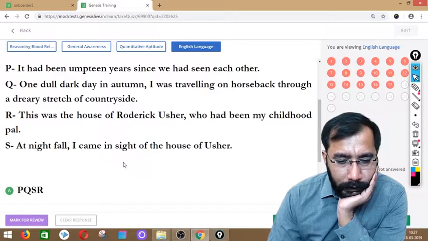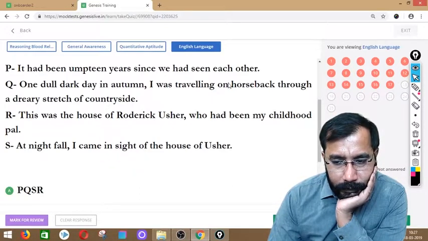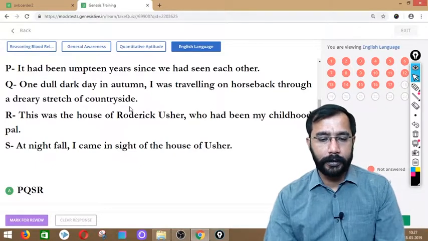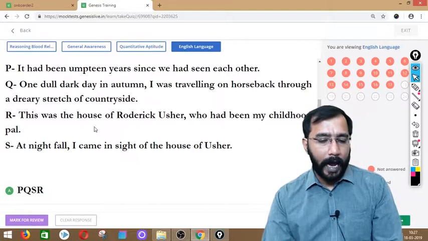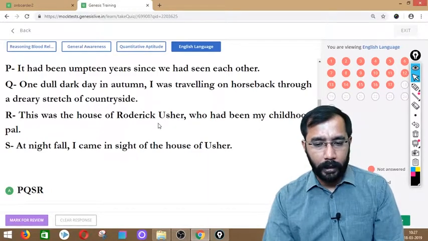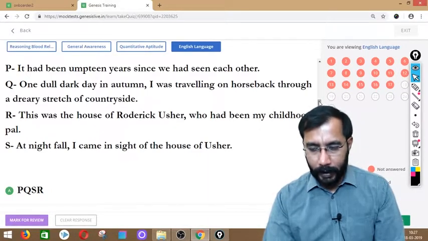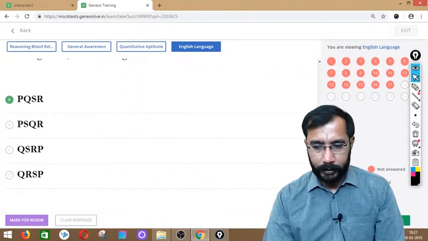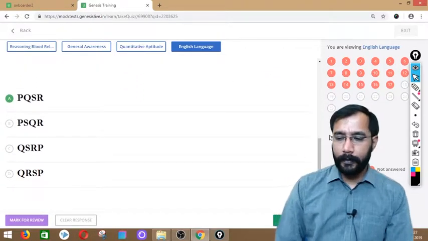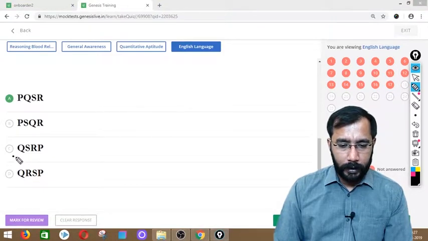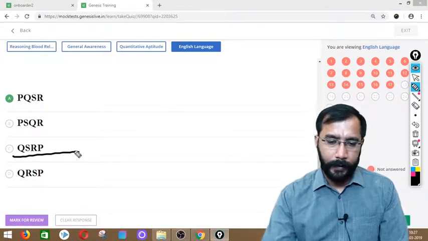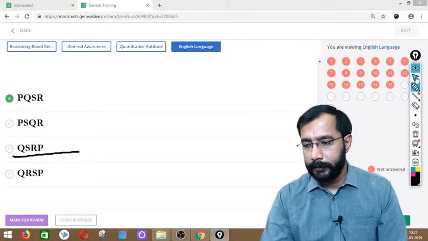If we go through the other one: one dull dark day in the autumn, I was traveling on horseback through a dreary stretch of the countryside. This was the house of Roderick Usher, at nightfall. It would not go with the flow. So the right answer for this particular question is option number C, which is QSRP. That would be the right answer.